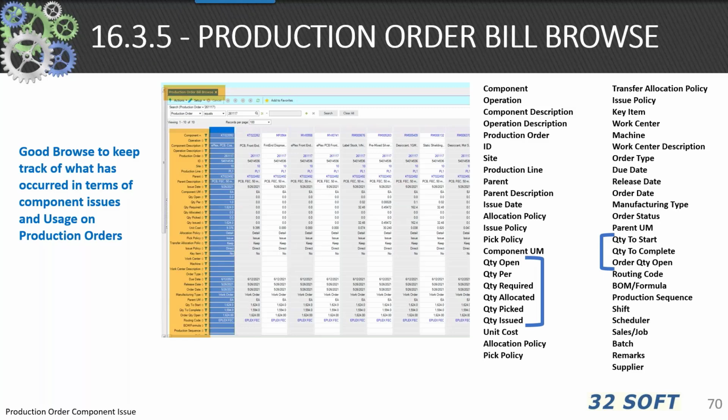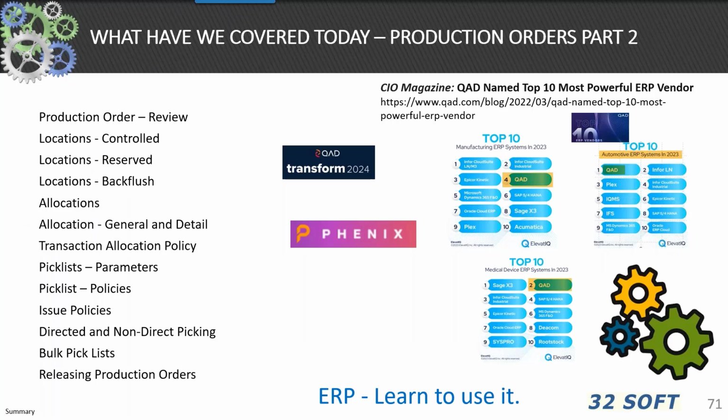There's lots of browsers in the new 16 menu. So what have we talked about today? Well, we talked about production orders, we covered locations, talked about allocations, transfer allocation, pick list, issue policies, direct, bulk, releasing production orders. Remember, in 2023, CIO Magazine named QAD as one of the top 10 most powerful ERP systems out there. ERP, learn how to do it.